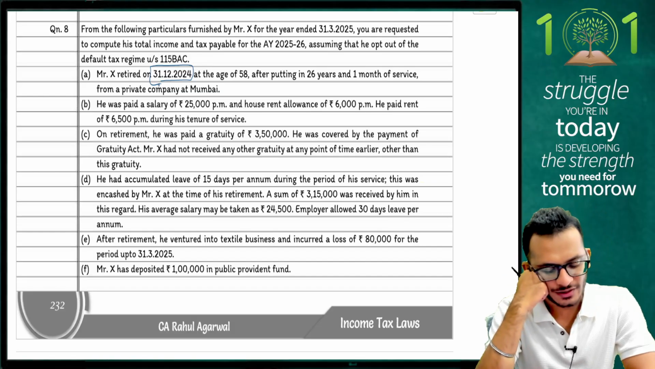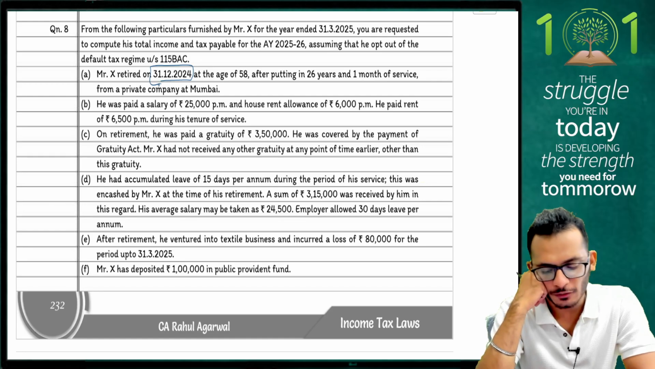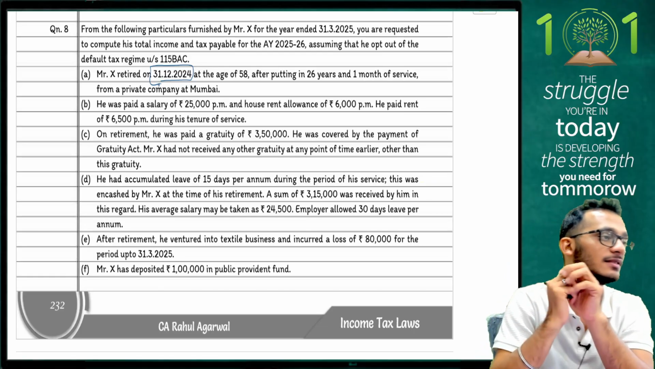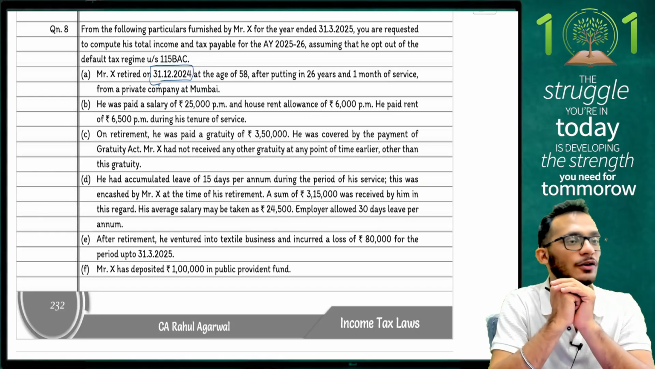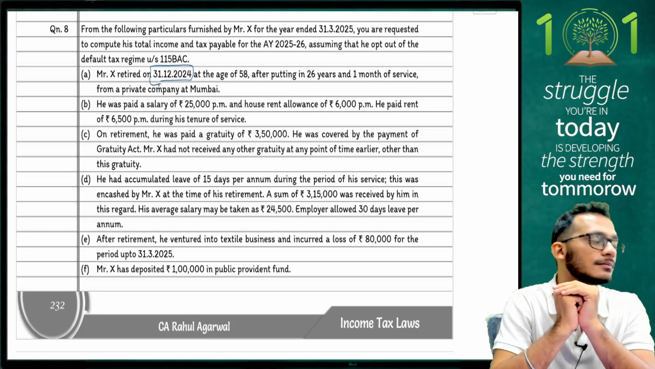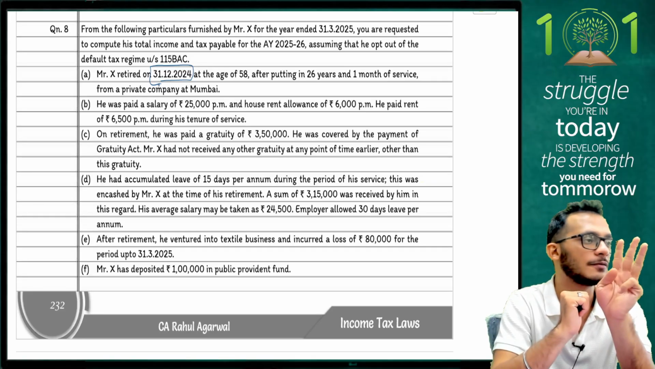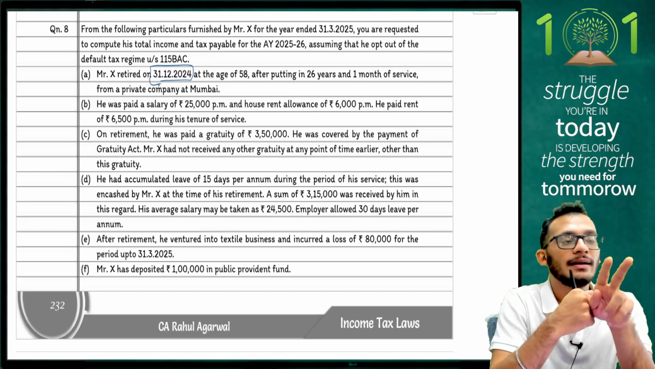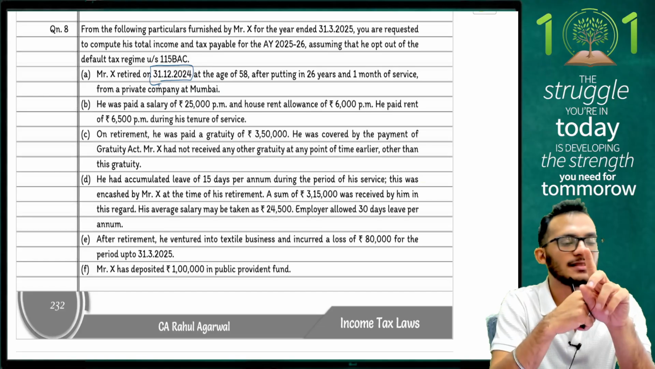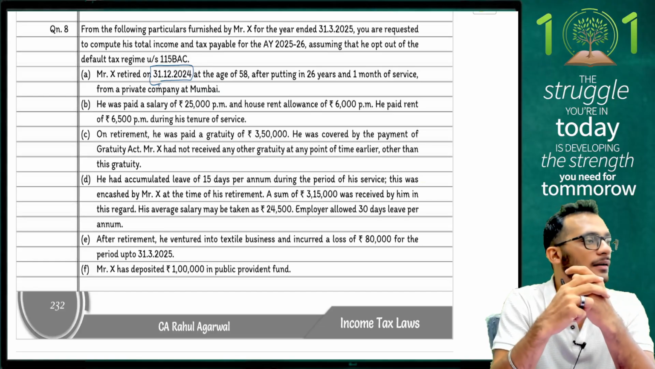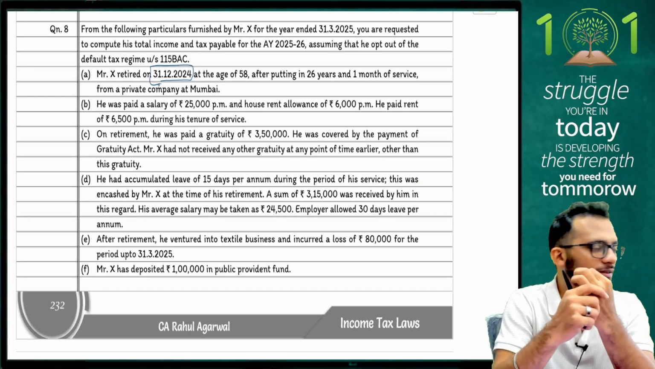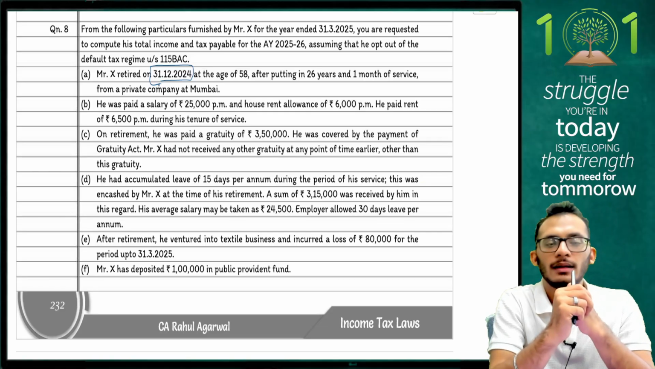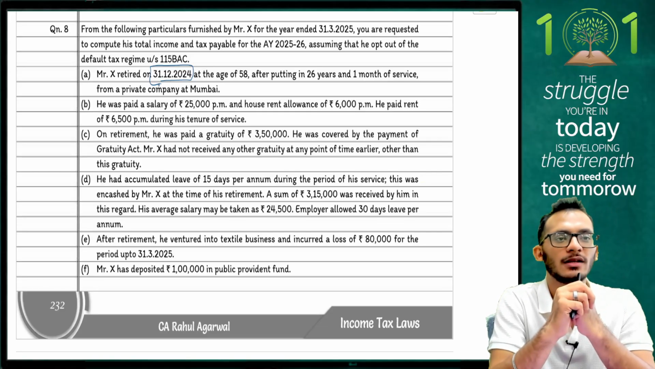He was paid a salary of rupees 25,000 per month and a house rent allowance of rupees 6,000 per month. The rent of 6,500 was paid during his tenure of service. I have now received HRA. HRA for how many months? Again, HRA is for 9 months. Least of 3: actual HRA; rent paid minus 10% of salary; and 50% or 40% of salary, where salary means basic plus DA forming part of retirement benefits plus turnover commission.